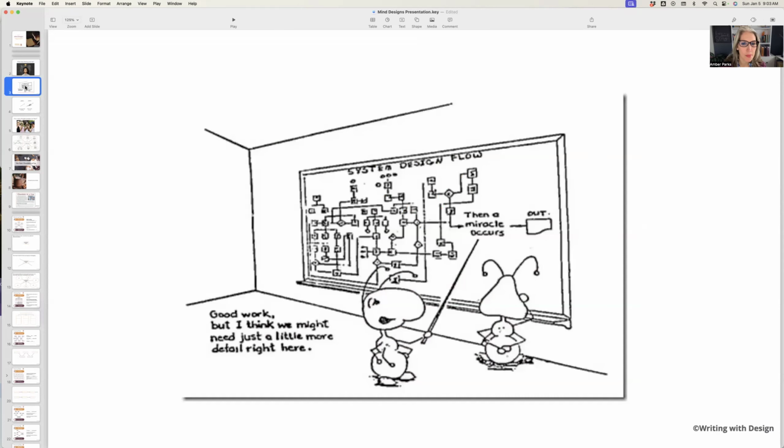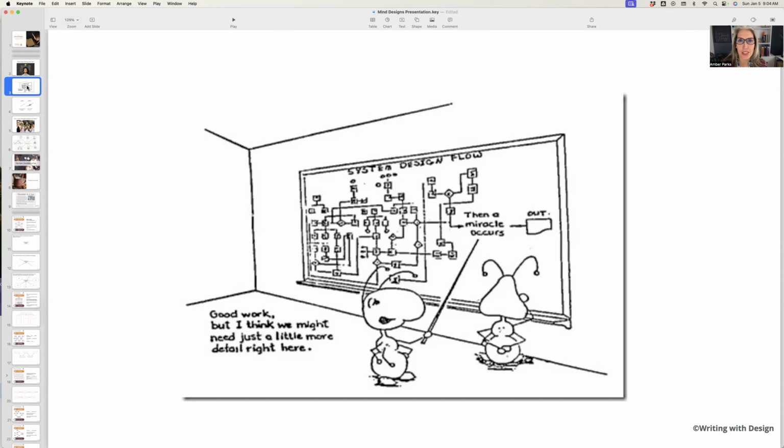So here's a fun little comic. I know it's kind of blurry. It's an old comic, and this is the best version available of it. But the text at the bottom says, "Good work, but I think we might need just a little more detail right here." And I really thought this applied so well to thinking in the sense that there are all these complex pieces and connections that we teach or we talk through or we read.